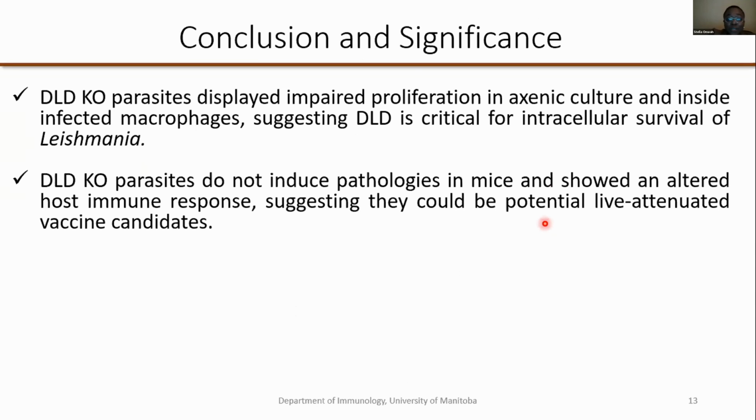In conclusion, I've been able to show that DLD knockout parasites displayed impaired proliferation in axenic culture and in macrophages, suggesting that DLD is critical for the intracellular survival of Leishmania. I've also shown that DLD knockout parasites do not induce pathologies in mice and showed an altered host immune response, suggesting that they could be potential live-attenuated vaccine candidates.